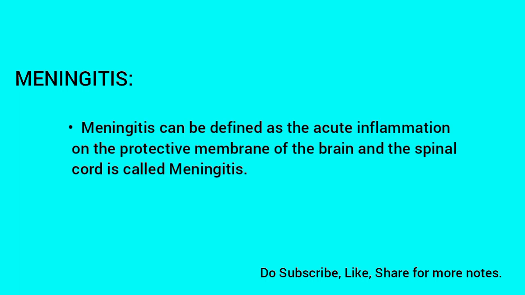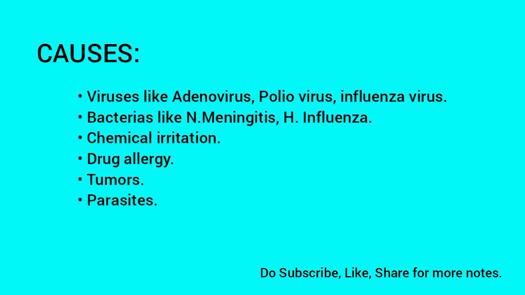In this video, we are going to see about meningitis. Let's go. Meningitis can be defined as the acute inflammation of the protective membrane of the brain and the spinal cord. The causes of meningitis are viruses like adenovirus, poliovirus, influenza virus, bacteria like Neisseria meningitidis, Haemophilus influenzae, chemical irritation, drug allergy, tumors, parasites.